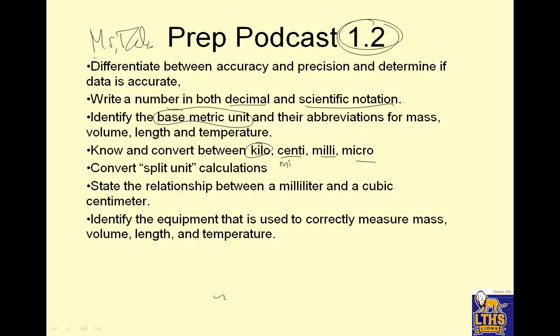That would be like miles per hour or something like that. And then say that 1 milliliter equals 1 centimeter cubed. Hey, that's one thing you're going to have to know. Identify equipment that is used to correctly measure mass, volume, length, and temperature, like we kind of did a little bit today. And let's go ahead and get started with that.